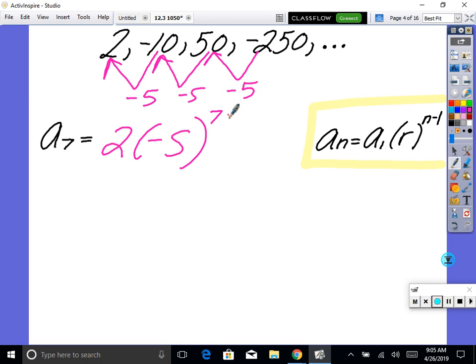Won't that be 7 minus 1? So that's 2 times -5 to the 6. Now guys, look, anytime your ratio is negative, it has to be put in parentheses in your calculator. Otherwise, your calculator will not take the negative to the power as well, and it needs to. So this would be a positive answer, and negative to an even power is positive. That's why I knew it was positive.